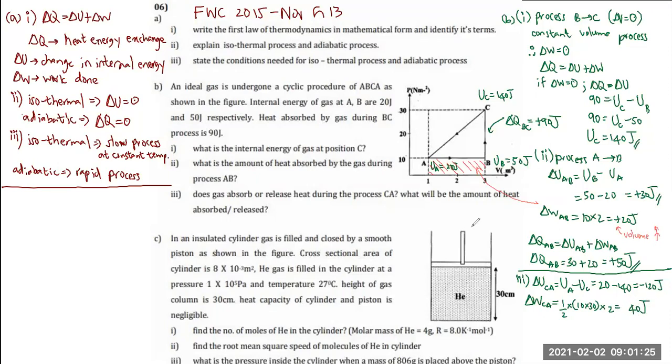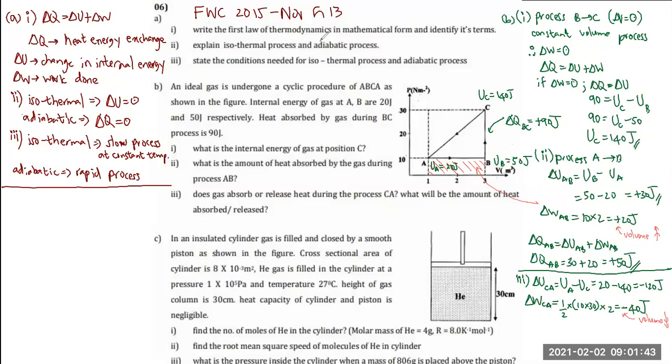But you have to be a little careful about the sign. Volume is decreasing when you go from C to A. Volume is decreasing, therefore it's negative. Why did I put negative sign this time? Because volume is decreasing.